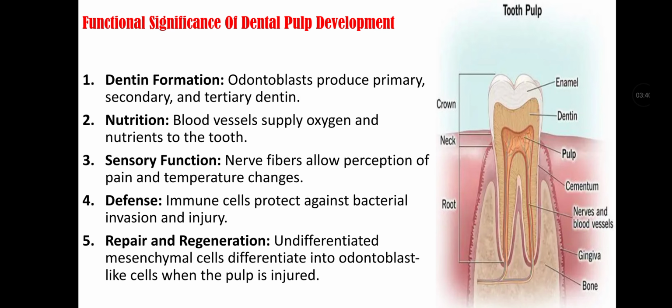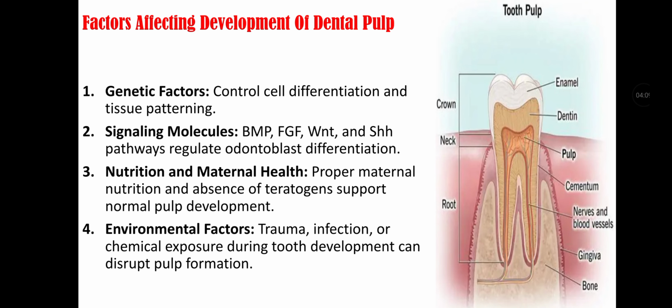Functional significance of dental pulp development. First is dentine formation, as odontoblasts produce primary, secondary, and tertiary dentine. Second is nutrition, as blood vessels supply oxygen and nutrients to the tooth. Third is sensory function, as nerve fibers allow perception of pain and temperature changes. Fourth is defense, as immune cells protect against bacterial invasion and injury. Fifth is repair and regeneration, as undifferentiated mesenchymal cells differentiate into odontoblast-like cells when the pulp is injured.